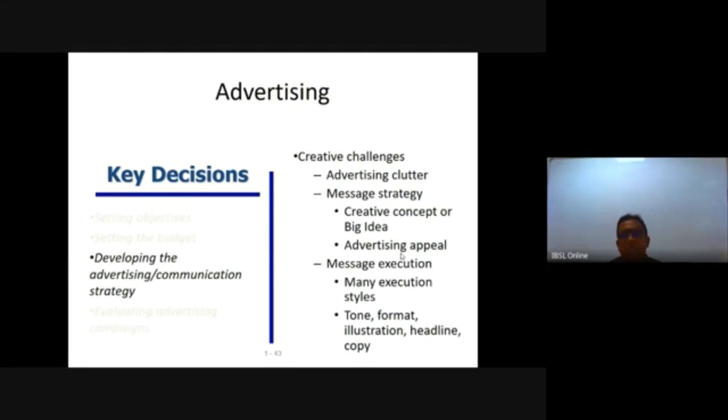So, creative challenges: advertising clutter, message strategy, message execution, tone, format, illustration. When you design a message, there's a creativity element. Some ads are very creative. Some ads are just boring. Some ads are hilarious, and you don't see any meaning in them. Again, a professional agency will come in, and based on your requirement, a suitable message will have to be executed to be more effective.